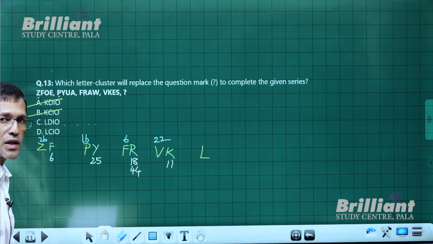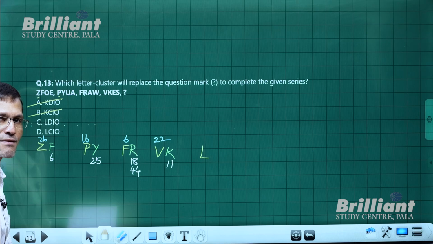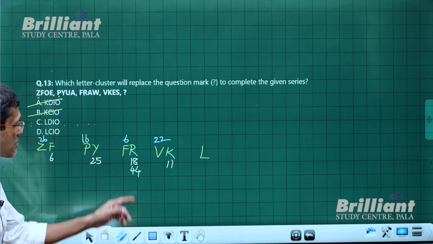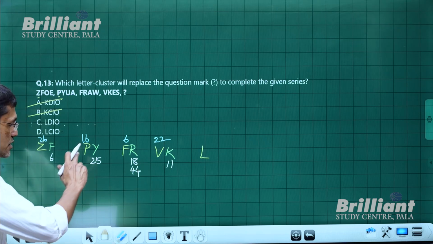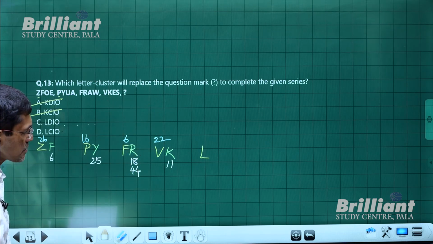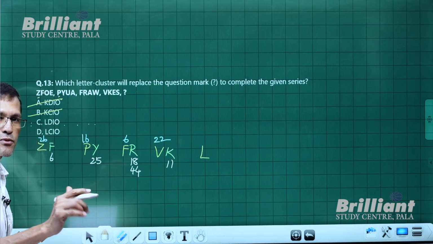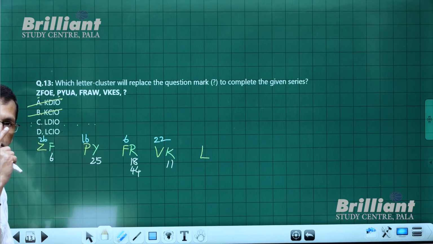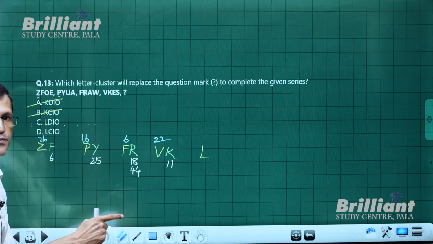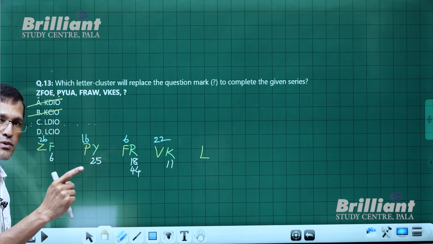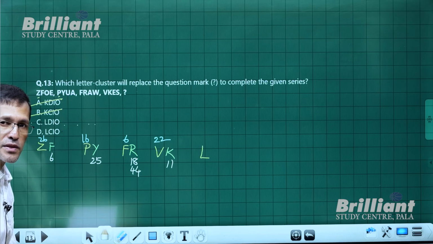What is the position value of K in the second loop? In the second loop, the position value of K is 26 plus 11. That is 37. However, that 37 is less than 44. This seems like an ascending order, right? So we go for the position value of K in the third loop. In the third loop, it is going to be what? First loop, Z is up to 26. Second loop, Z is up to 52. And the third loop is going to be 52 plus 11. How much is that?